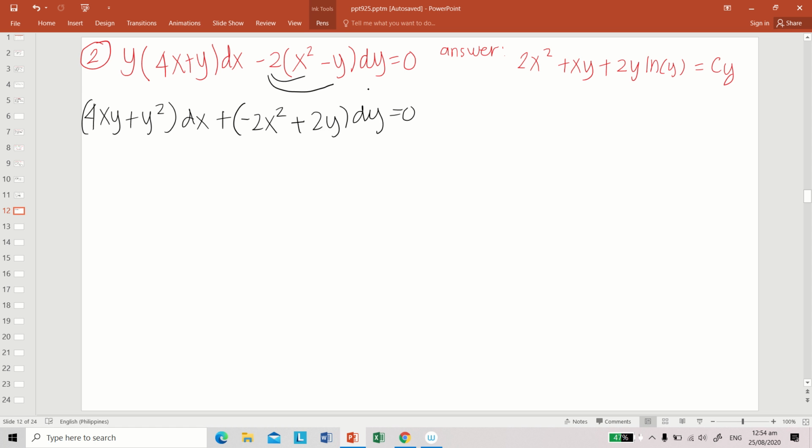And then the next step is we will now take the partial derivatives. So the partial derivative of M with respect to y is equal to 4x plus 2y.